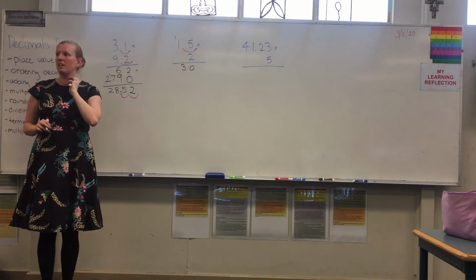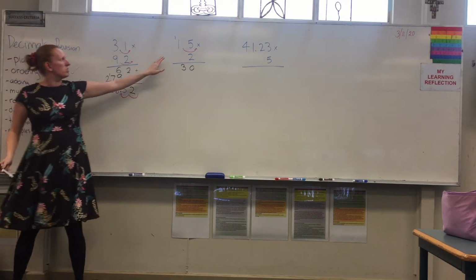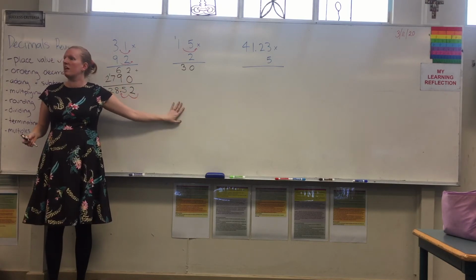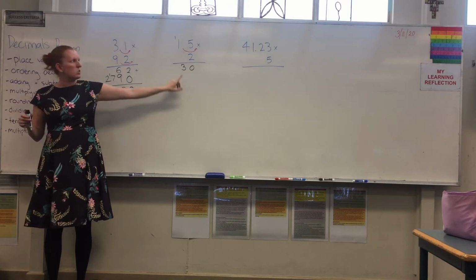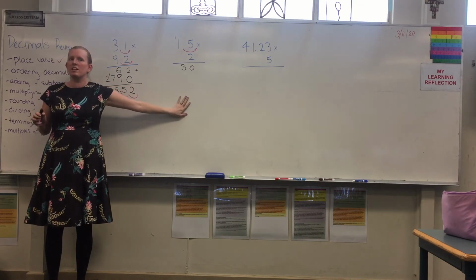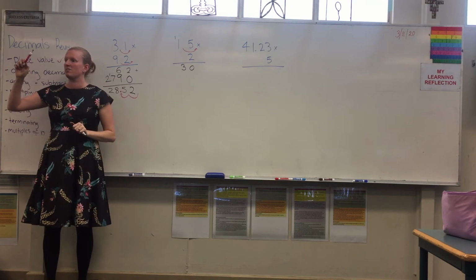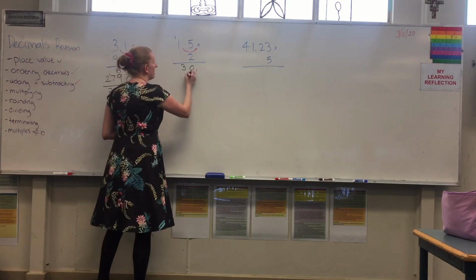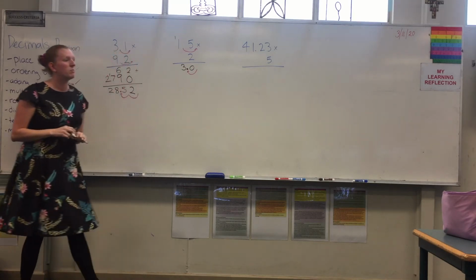Alright, what am I missing? I've done my multiplication, but I need to do something else before I finish. Because 1.5 times 2 is not 30. So what do I need to do? What was the first thing I did here in pink? You need to put the decimal back. Awesome. Put my decimal place back in the right spot, which is here. So that becomes 3.0.